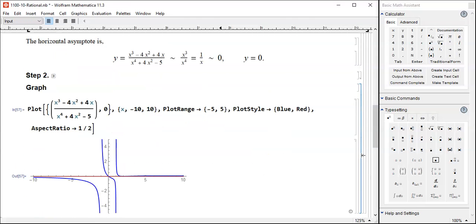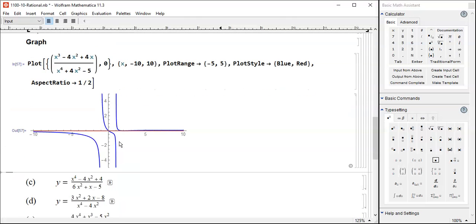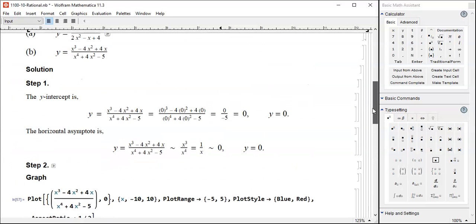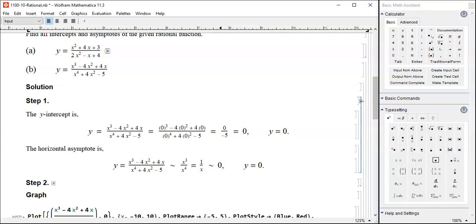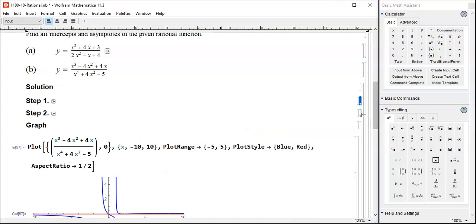Here's a graph, and as you can see, y equal to 0 here, the graph is running through the origin, that's the y-intercept, and then we have the x-axis, y equal to 0, as the horizontal asymptote. You can clearly see that. So much for step 1. Let's go to step 2.